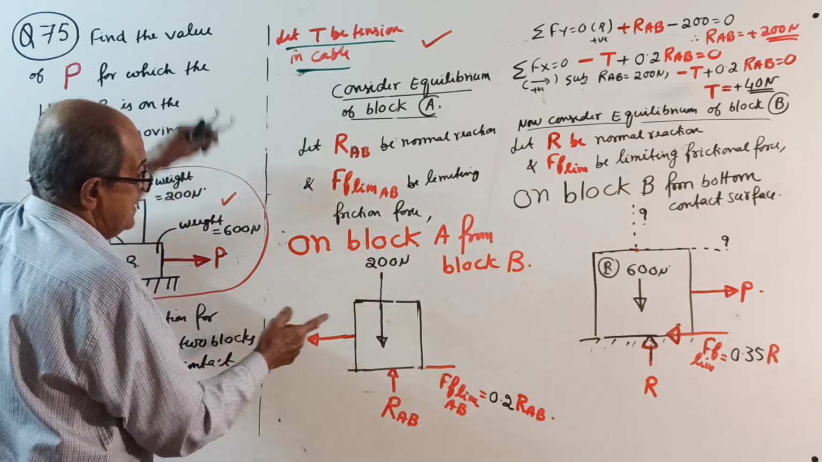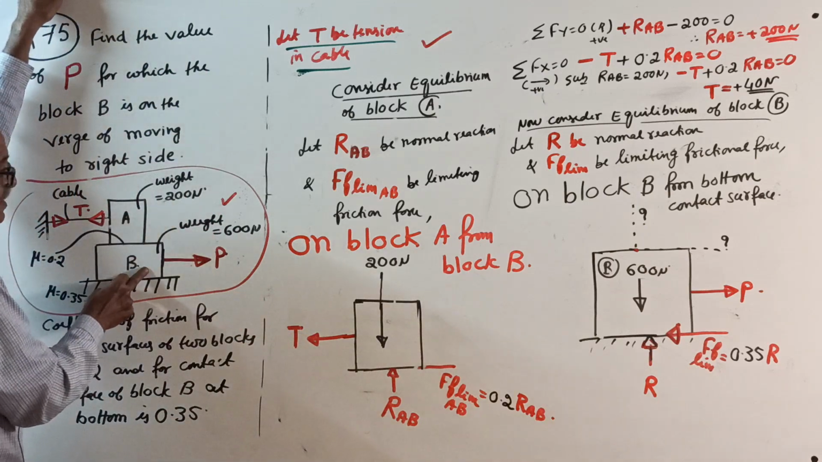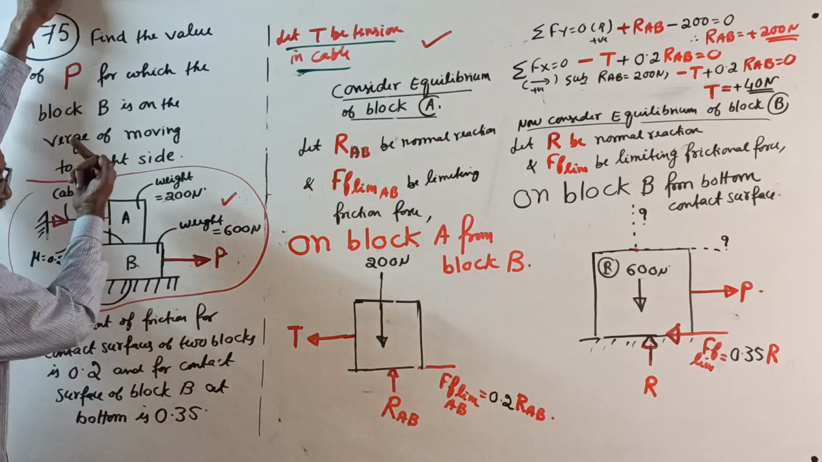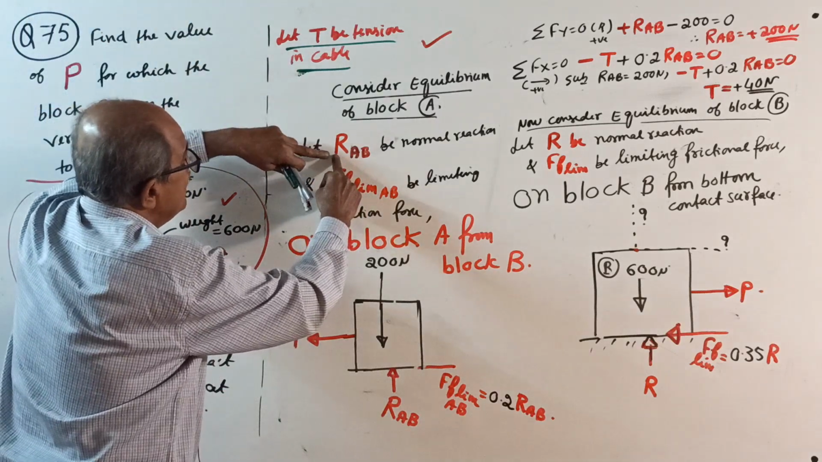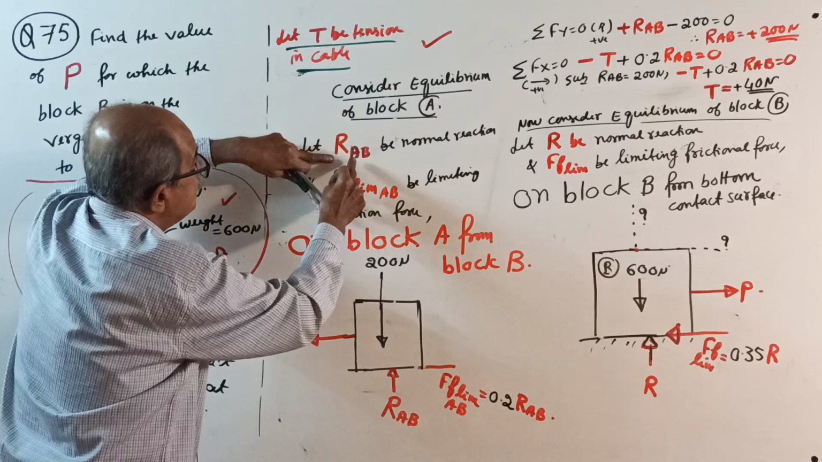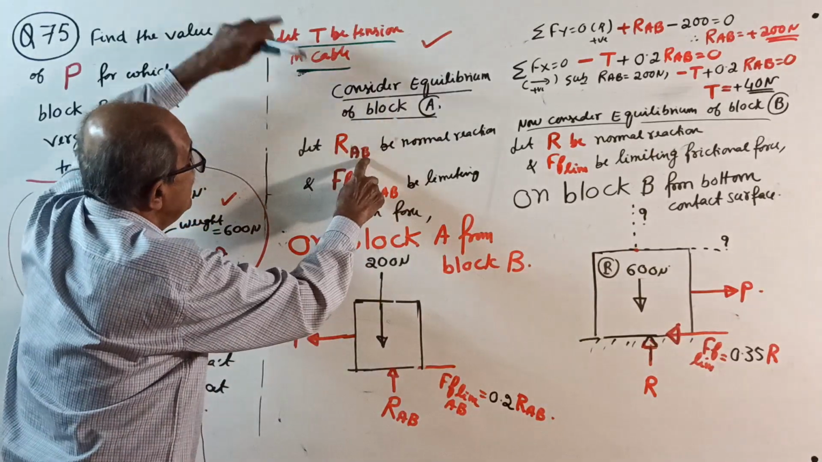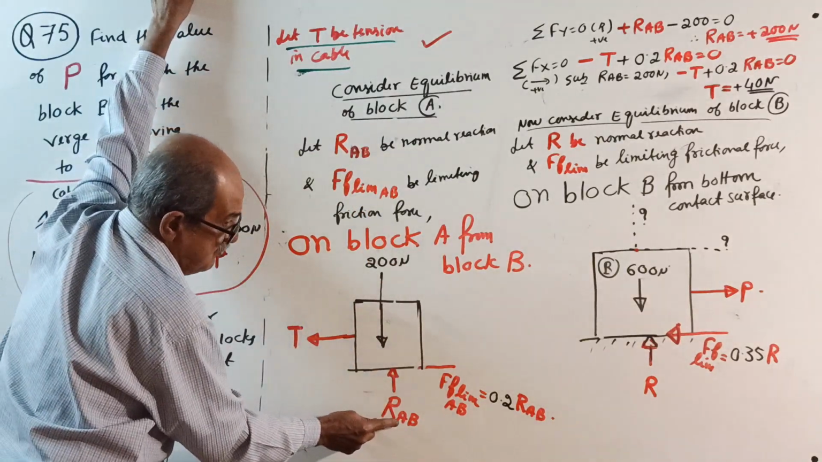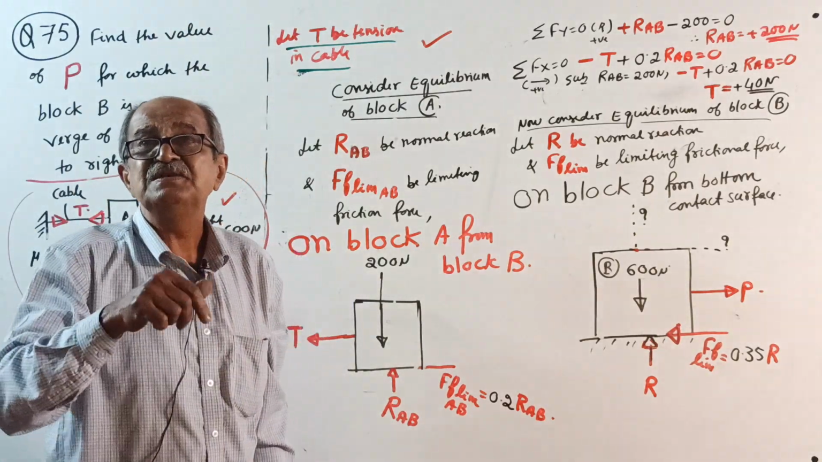Then, this block is resting on this block. This will press this block down, so there will be a normal reaction here. See, R, normal reaction R for block A from block B, RAB. See here, first suffix is on what? Second suffix is from where?